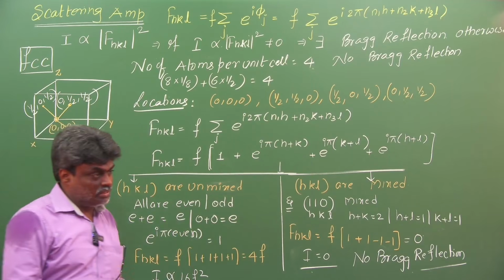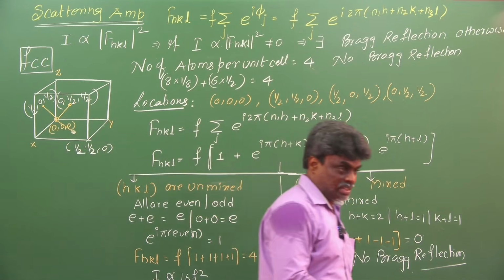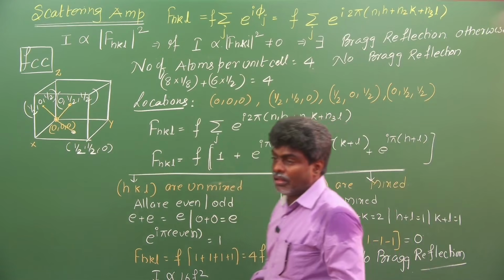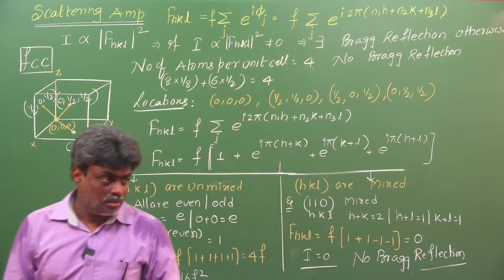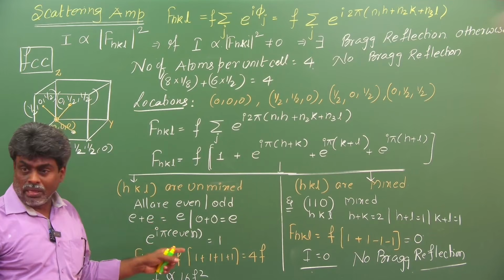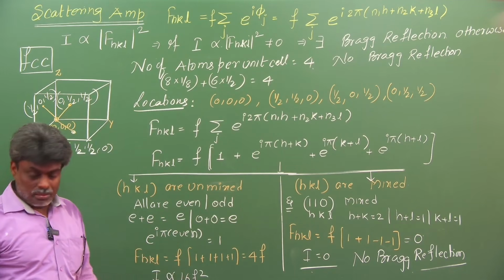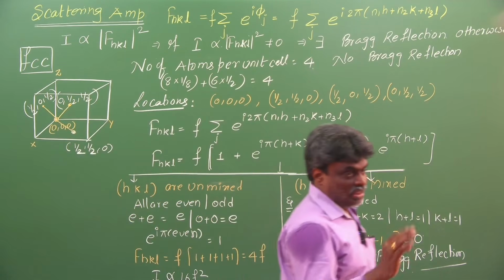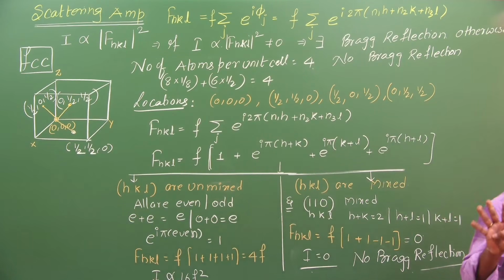Diamond crystal: which planes are Bragg reflected, which planes are not Bragg reflected? Why? h plus k plus l is divisible by 4. h plus k plus l is divisible by 4.